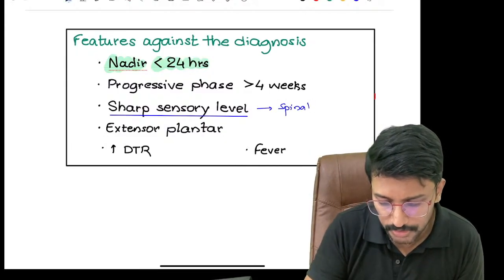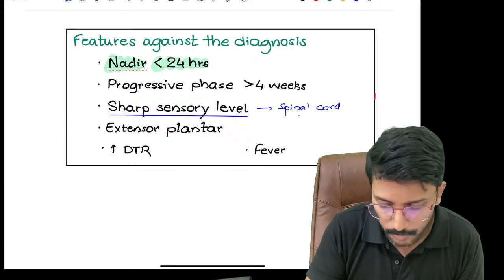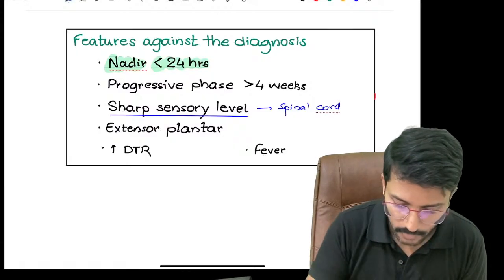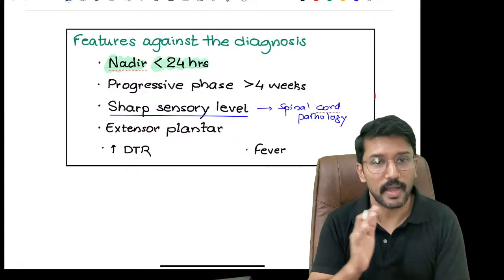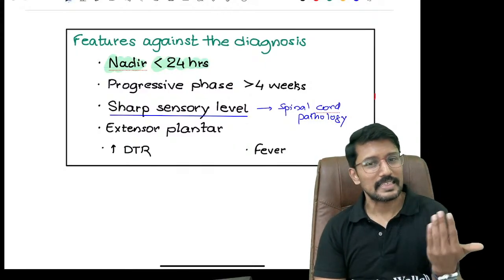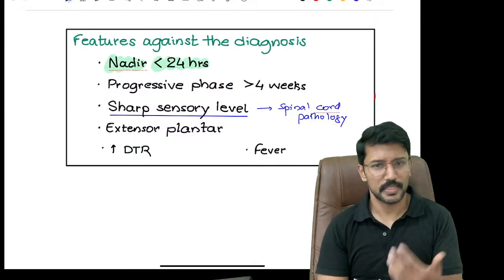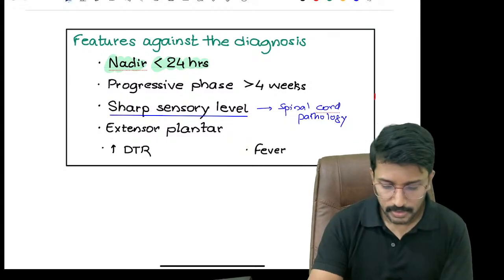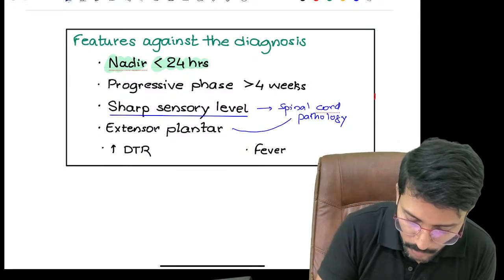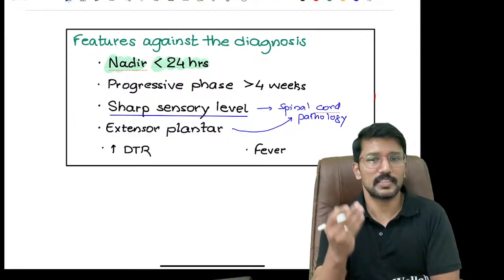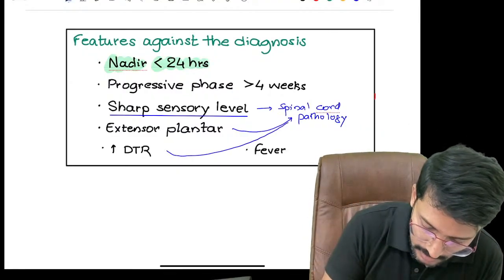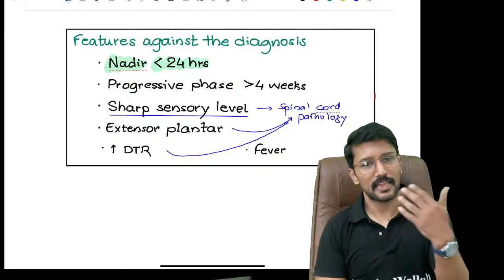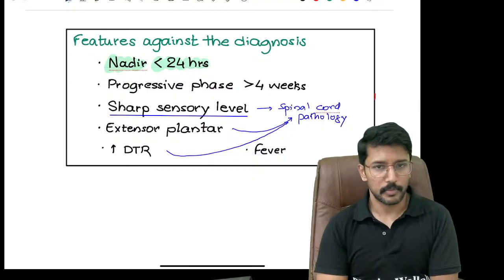In fact, in any question, if you come across a sharp sensory level, it clearly means the damage is to the spinal cord. Then extensor plantar obviously indicates upper motor neuron damage, and in a patient with paraplegia, upper motor neuron damage again points towards spinal cord damage. Similarly, exaggerated deep tendon reflexes indicate upper motor neuron damage, again pointing towards the spinal cord, right?